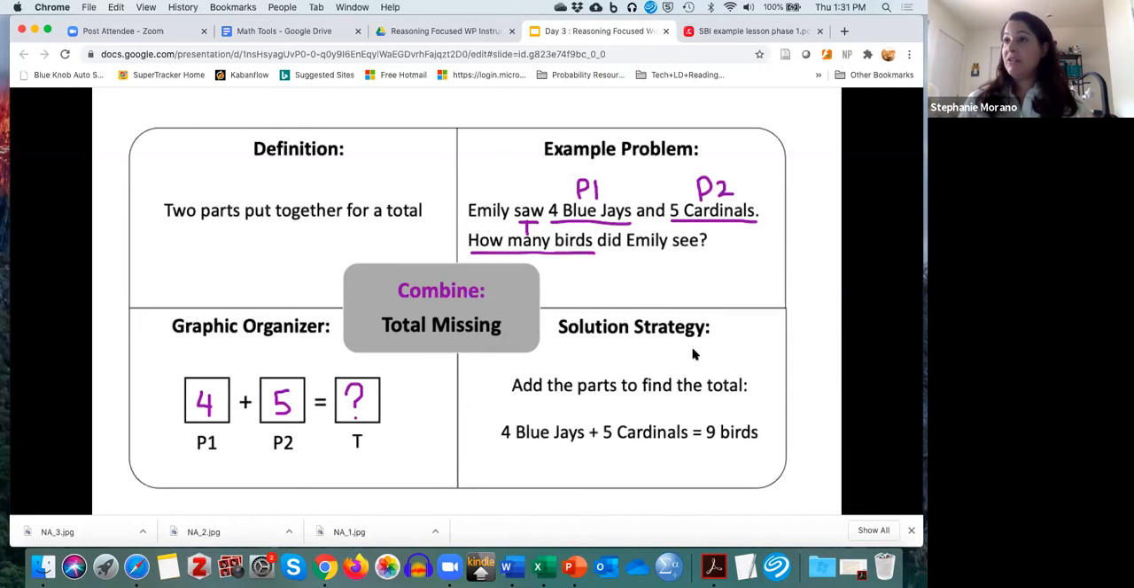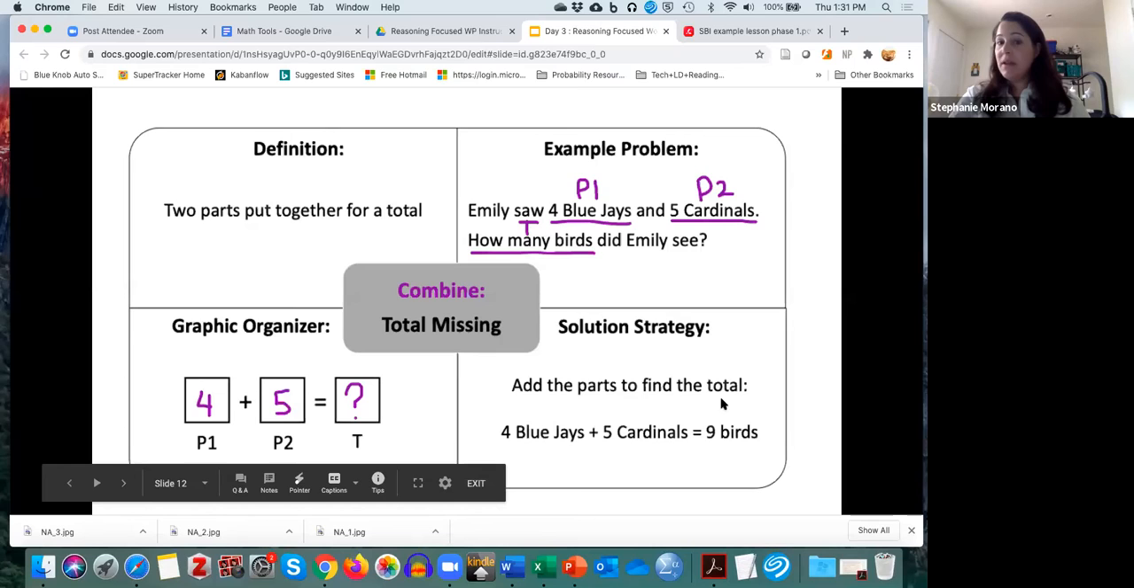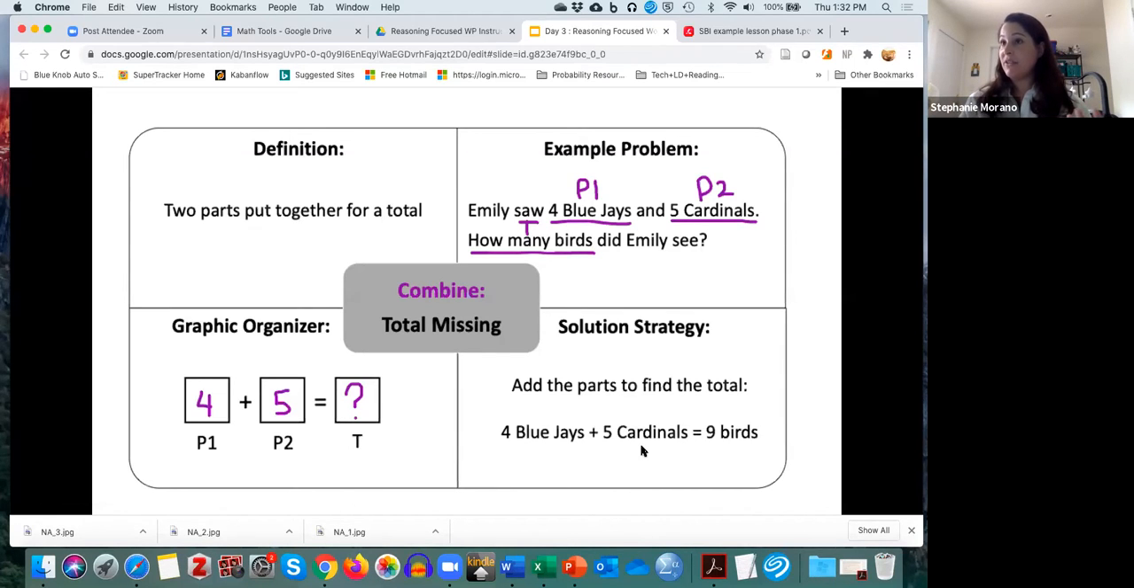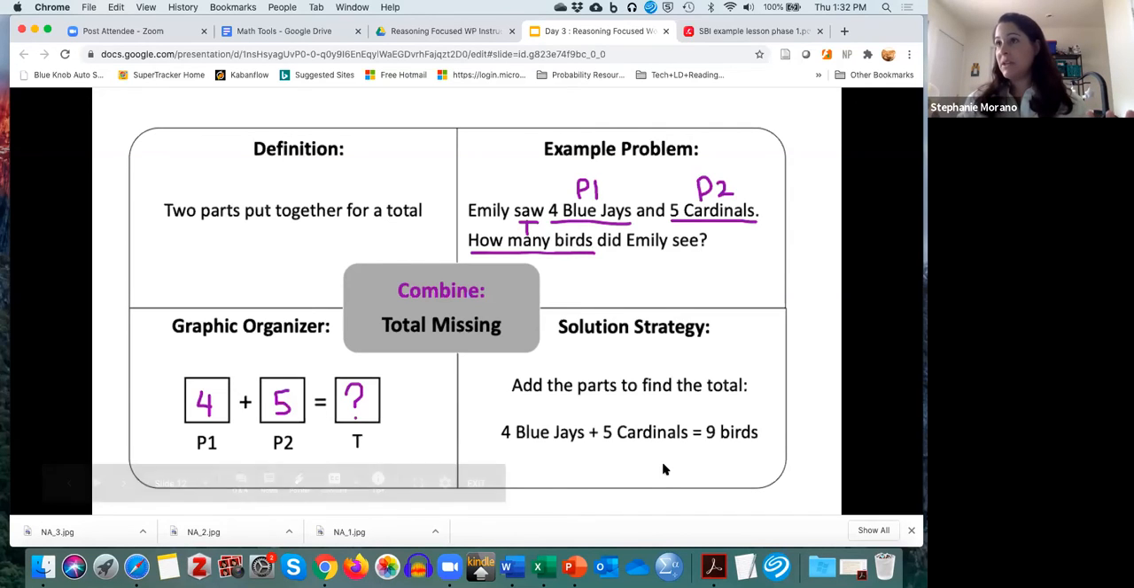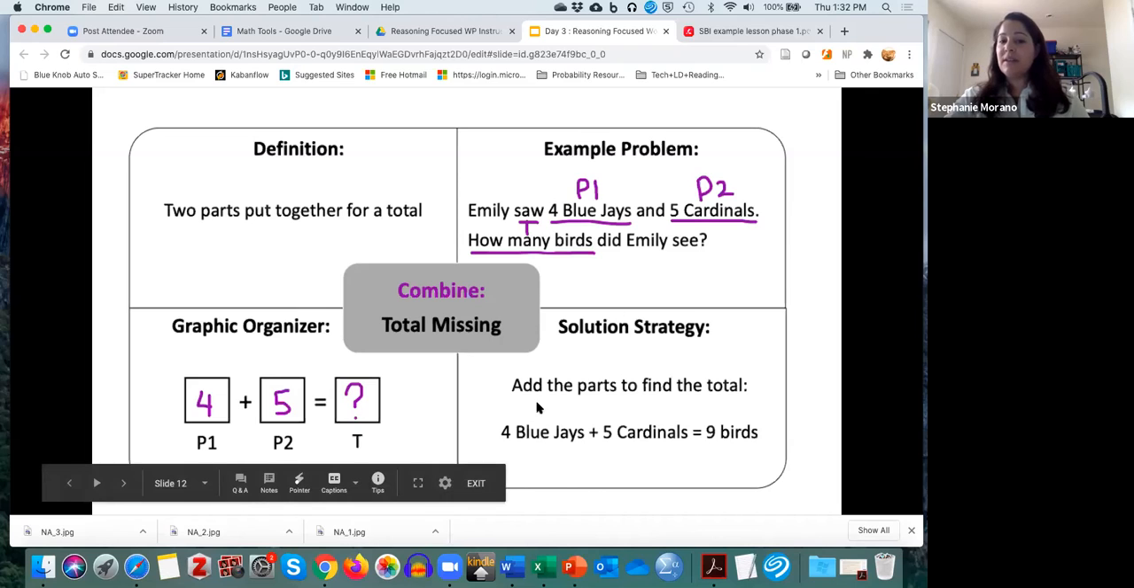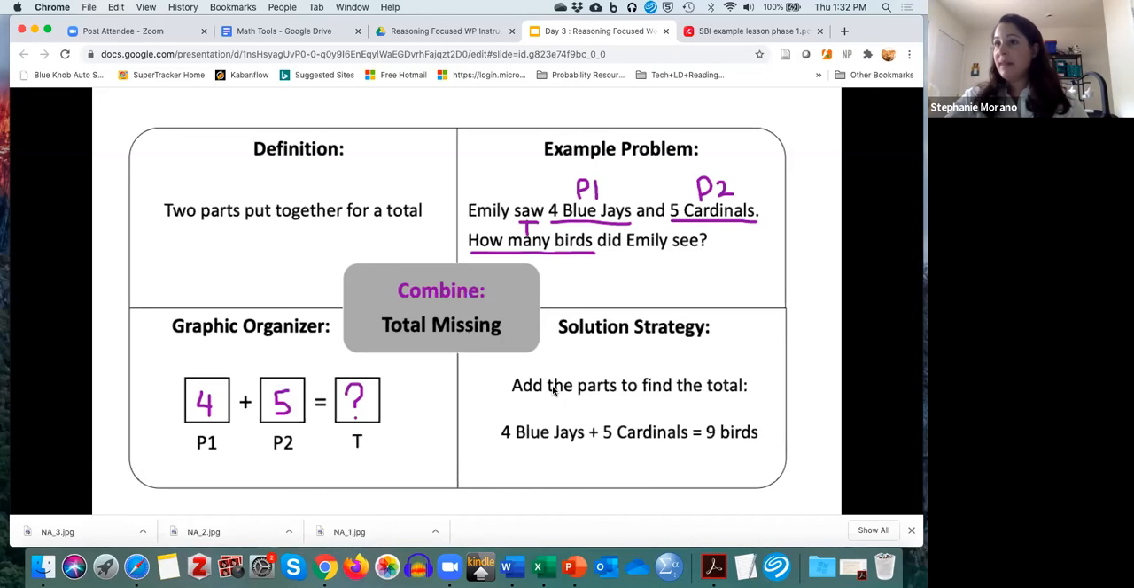In this case, combine total missing problems, really, we're just adding the parts to find the total. So in this case, this is just abstract addition. 4 + 5 = 9. If you had students that were going to struggle at this level, you could use counters as your strategy for adding, rather than just adding the abstract numbers and just using numbers and symbols. That's up to you. So the solution strategies are flexible. Use what makes sense, or what you want students to work on here.